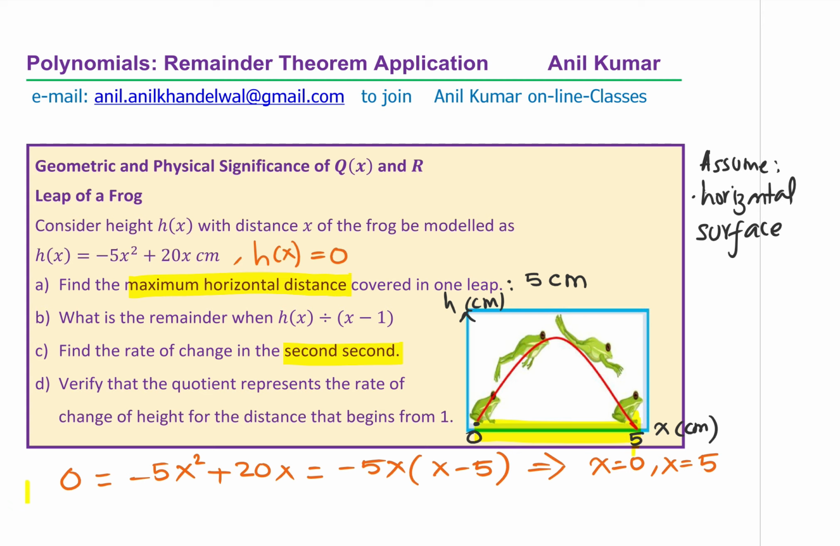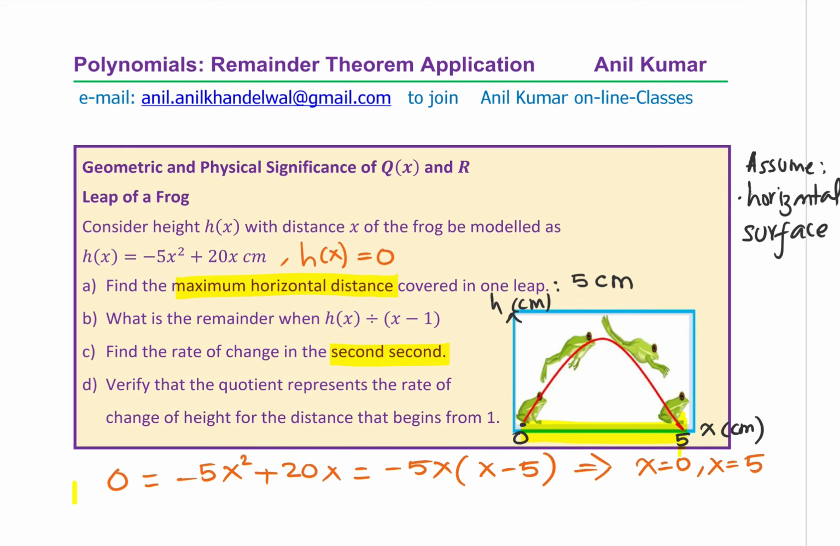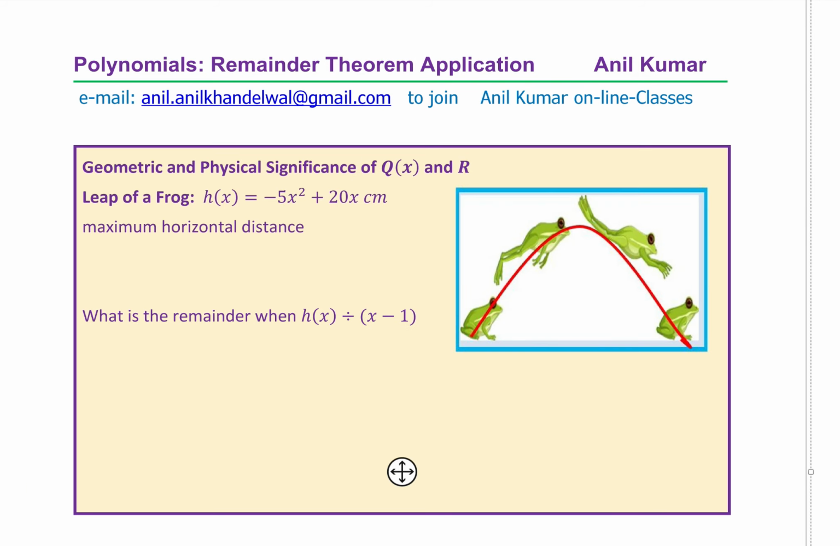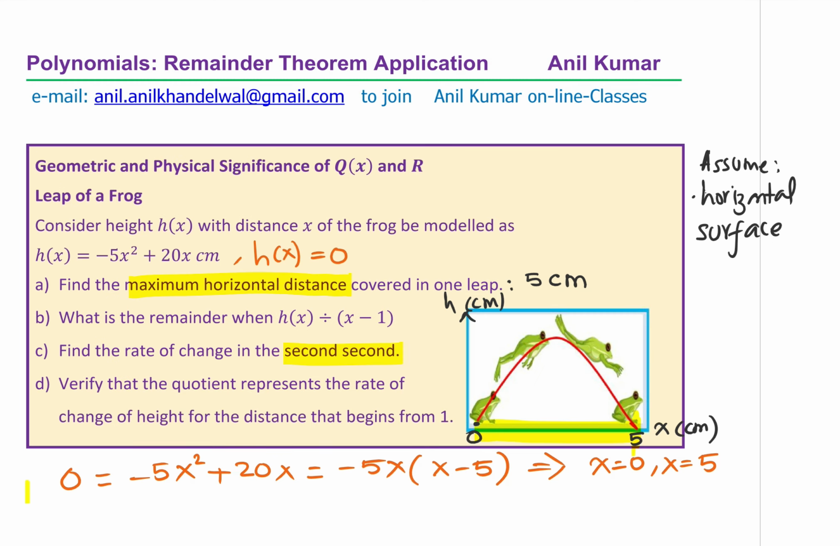Okay. Now, second part is, what is the remainder when h of x is divided by x minus 1? Well, the remainder is the height of the frog at x equals 1, correct? So now let's do this calculation over here. First things first, we just found the maximum horizontal distance. We said h of x is equal to minus 5x times x minus 4. Sorry, when you divide, you get 4, not 5. Let me correct that here. It is not 5, it is 4, right?